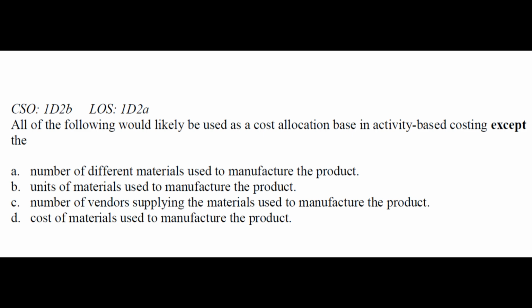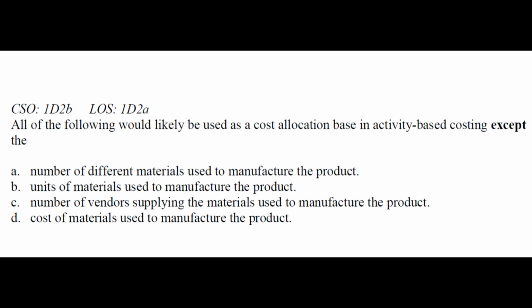The question asks for the option that is not likely used as a cost allocation base in ABC. A. Number of different materials used to manufacture the product. Plausible. This can reflect complexity and purchasing activity, so it may be used as a cost driver. B. Units of materials used to manufacture the product. Plausible. This reflects production volume and resource usage, often used in allocation.